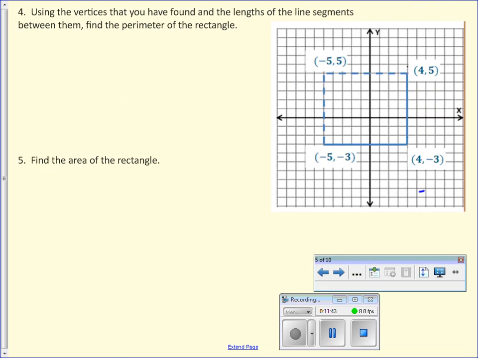So now we're going to look at this rectangle, and for 4, we want to find the perimeter, and 5, we want to find the area. What is perimeter? Who remembers that? It's the distance around the outside, like a fence around a pool. So perimeter, to find it, we add all the sides.